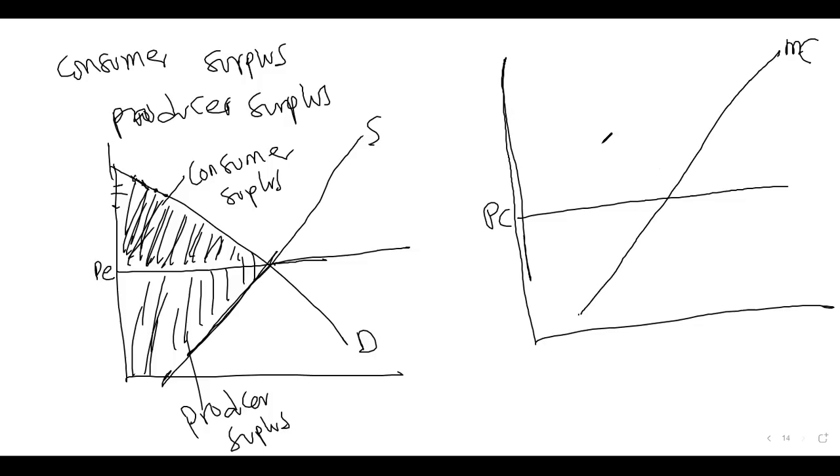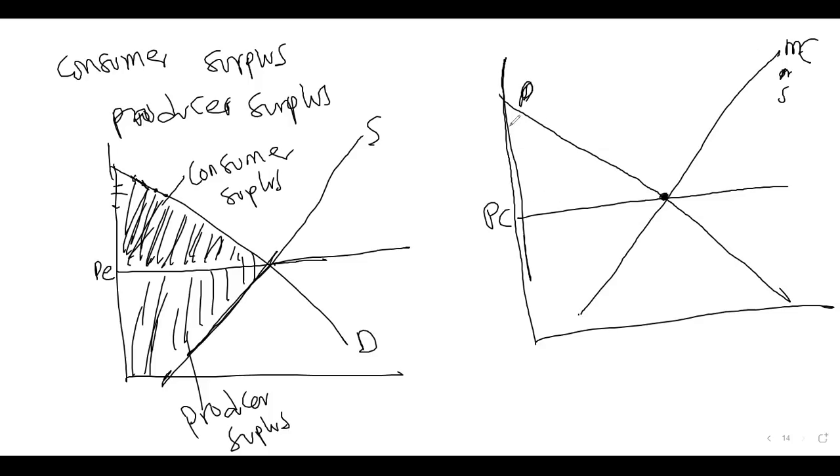And then we will have our demand curve. Our demand curve is the normal downward sloping one, and it must pass through here because at equilibrium, demand is equal to supply. Remember that the supply is the marginal cost curve. Okay, so this is the situation for a perfect competitor.